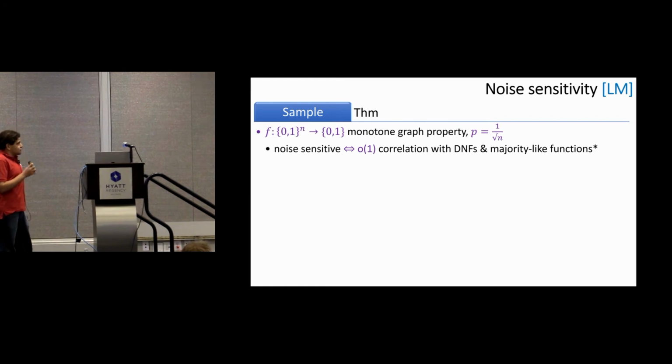Suppose now your function is very specific. It's some graph property. And furthermore, the P that you care about is very structured, like 1 over square root of n or some constant over square root of n, doesn't really matter. Then if you specialize to this specific type of functions, the speculation is true. Being noise sensitive is equivalent to having no correlations with DNFs and with majorities.